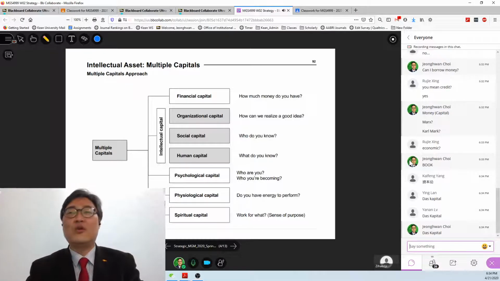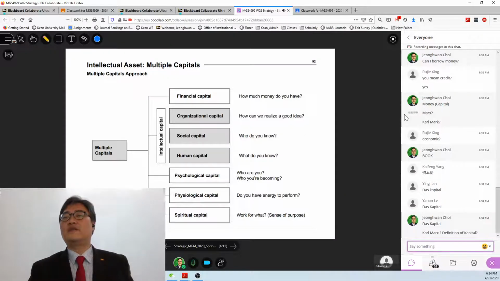So then, according to Karl Marx, what is his definition of the capital?